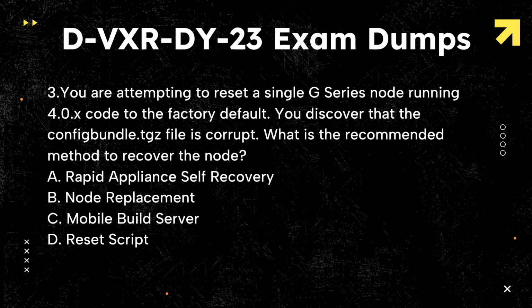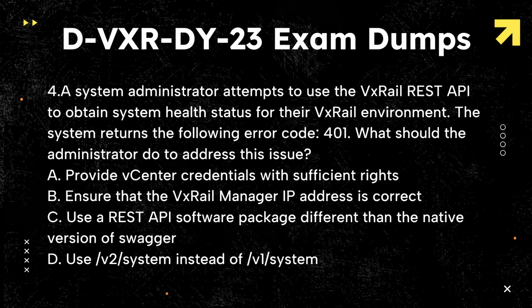3. You are attempting to reset a single G-series node running 4.0.x code to the factory default. You discover that the configbundle.tgz file is corrupt. What is the recommended method to recover the node? A. Rapid appliance self-recovery. B. Node replacement. C. Mobile build server. D. Reset script.